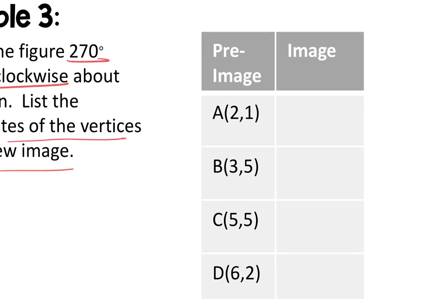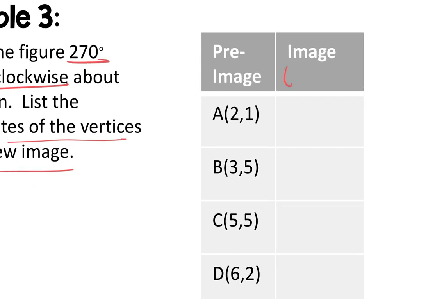Okay, so again, they give us a little table. I'm going to write right underneath image y, comma, negative x. So we have old points. We have new points. Okay, let's do A prime. So remember, 2 represents x, 1 represents y. So y, which is 1, is going to go first now. And that 2 that represents x is going to go in the second position, but it's going to have that change of sign. So it's not going to be 2, it's going to be negative 2.